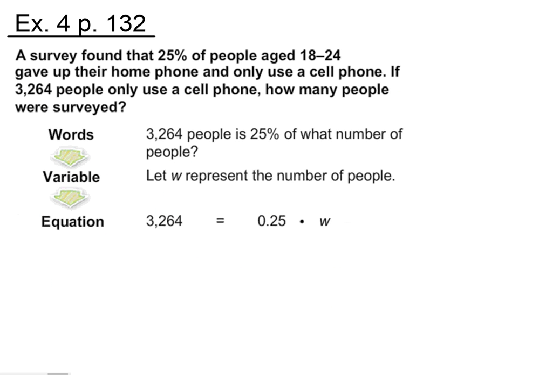For example 4, we can find this on page 132, and it says, a survey found that 25% of people aged 18 to 24 gave up their home phone and only use a cell phone. If 3,264 people only used a cell phone, how many people were surveyed? So I'm going to start by looking at the words they tell us. In one sentence, we know 3,264 people is equal to 25% of what number?